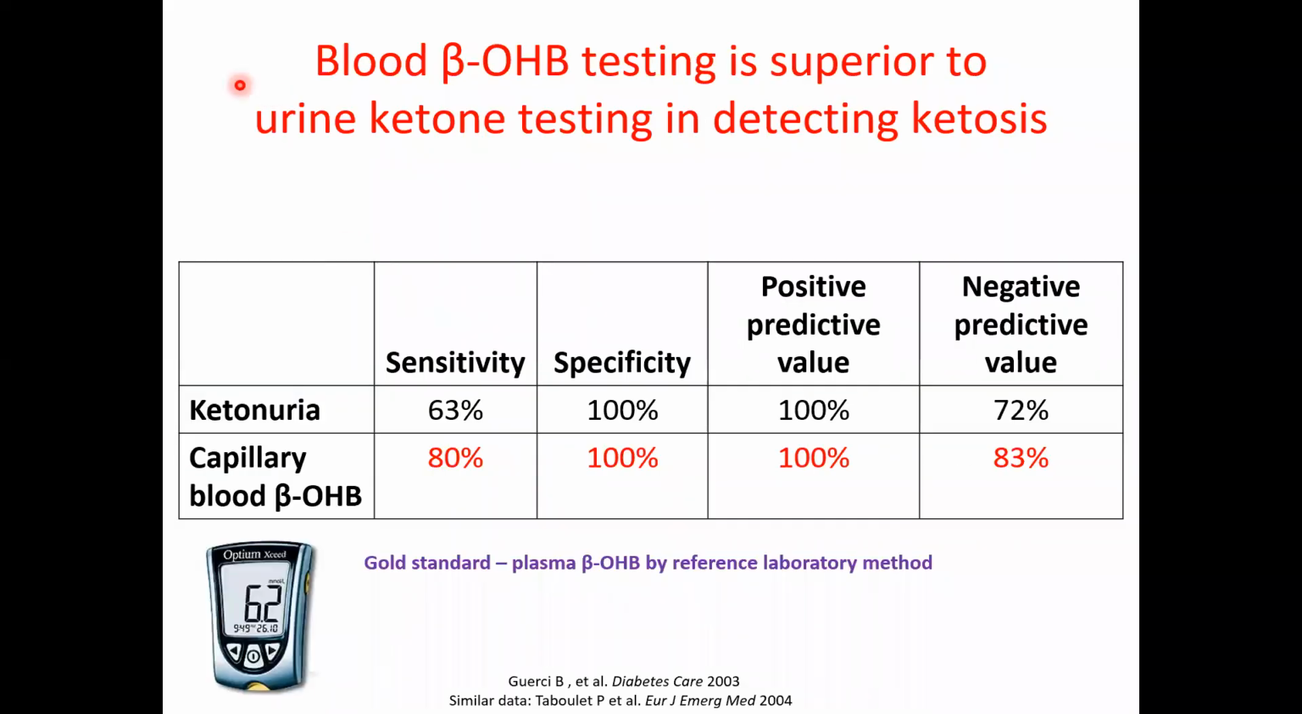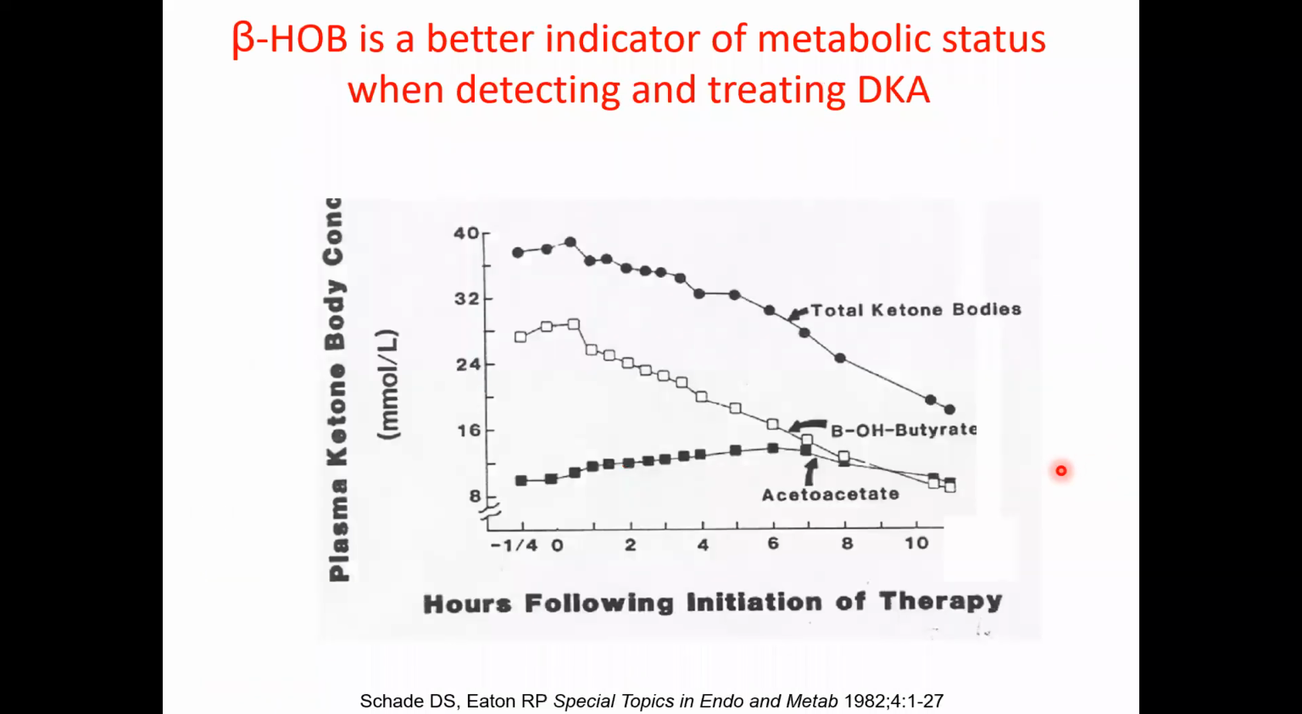So this is just a study. There are some studies that have shown that blood ketone monitoring is actually superior to urine ketone testing in detecting ketosis. So you can see that it has a sensitivity of 80% and a specificity of 100%, and a negative predictive value of 83%.